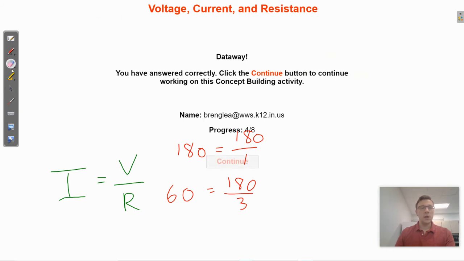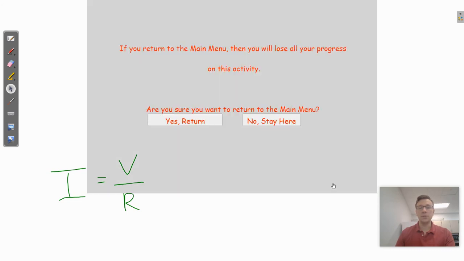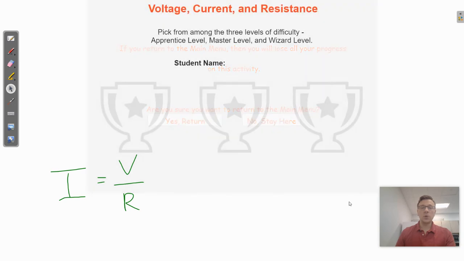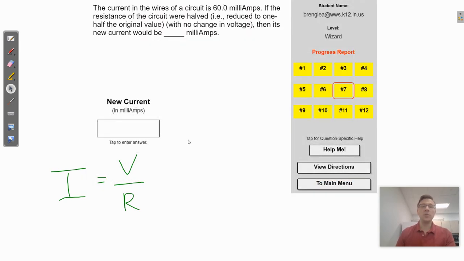Okay, great. So what we'll do is I'll go ahead and let you guys finish those off on your own. And what I'm going to do is go back to the main menu, and we're going to go to the wizard level, because the wizard level involves changes to both the resistance and the voltage in a lot of these cases.